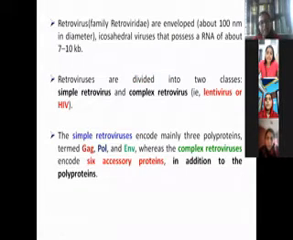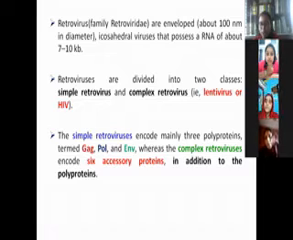So retroviruses, that is the family Retroviridae, are enveloped. These retroviruses are enveloped icosahedral viruses that possess an RNA of about 7 to 10 kilobases.